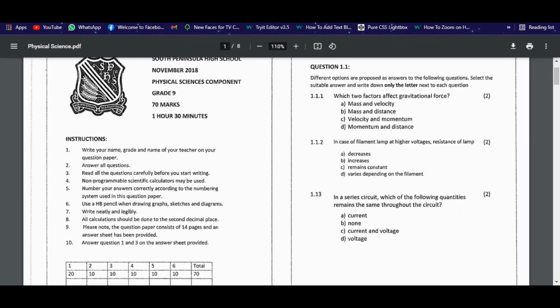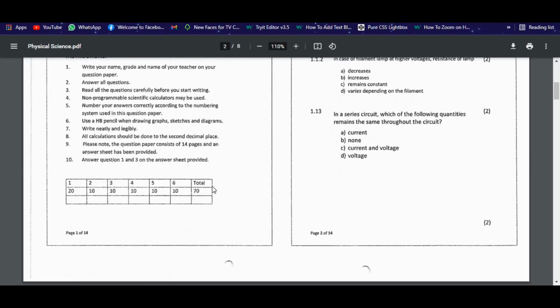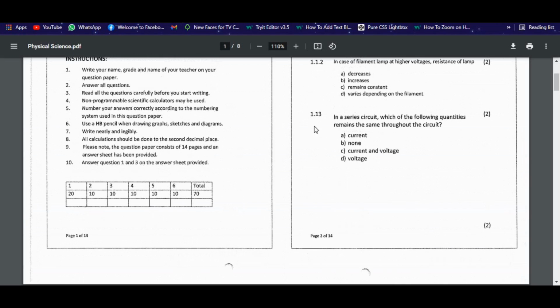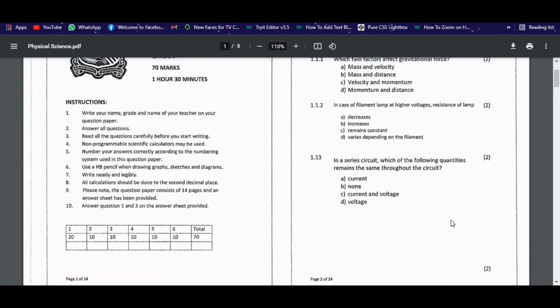Next question. In case of filament lamp at higher voltages, resistance of lamp either decreases, increases, remains the same, or varies depending on the filament. This question is poorly asked; if I get it wrong, it's also because I did not understand the question. I think some part of the question must be missing when they scanned this paper in, because 1.4, the question, is also missing somewhere, so I don't know where to find that either. It probably should have appeared here, but it didn't appear.